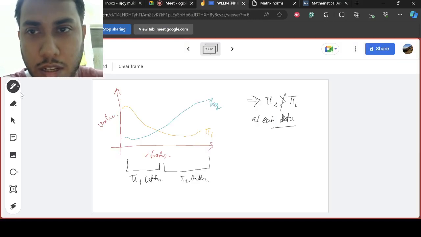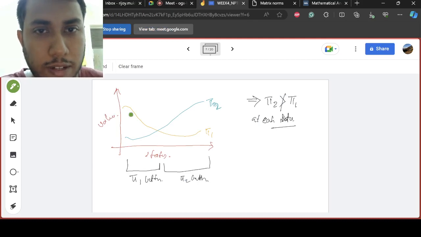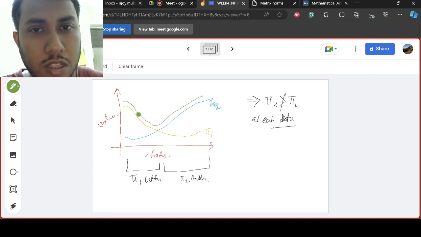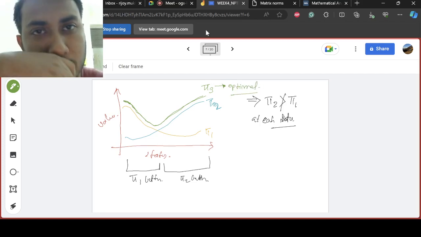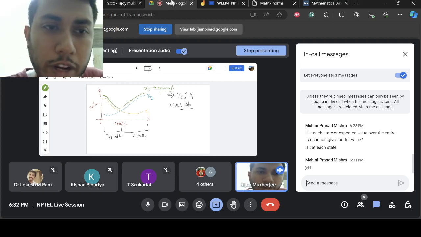So if I can visualize it, our third policy should be something like this, right? Our third policy should be something like this: pi 3, optimal. Okay, so our goal is to find the optimal policy. We have lots of policies, but our quest is to find the optimal policy, the one given here, right?